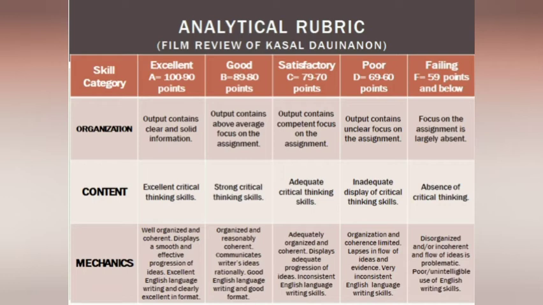For poor, we have organization and coherence is limited, lapses in flow of ideas and evidence, very inconsistent English language writing skills. And for failing, we have disorganized and or incoherent and flow of ideas is problematic. Poor or unintelligible use of writing skills.